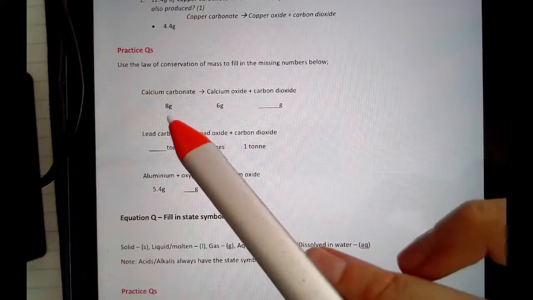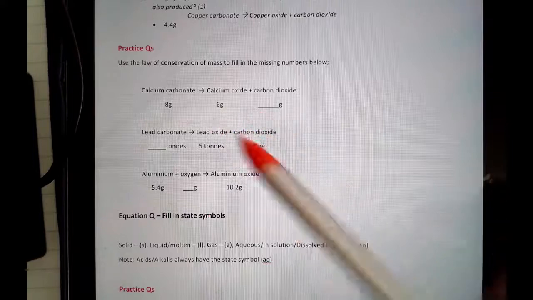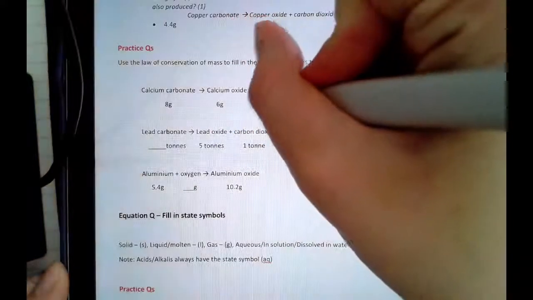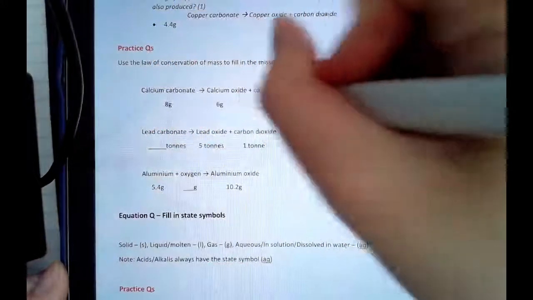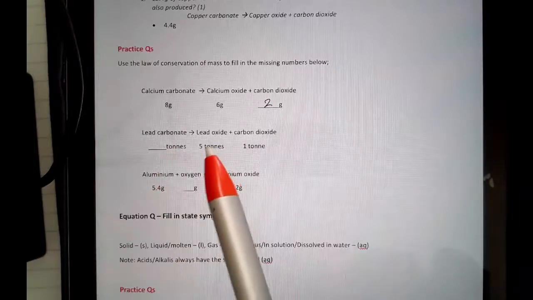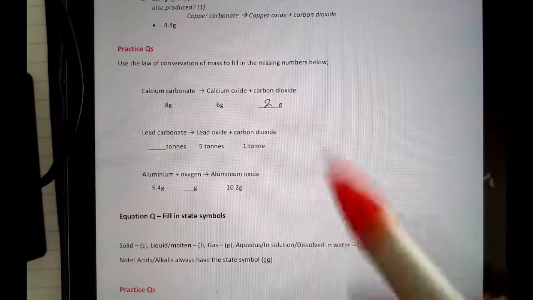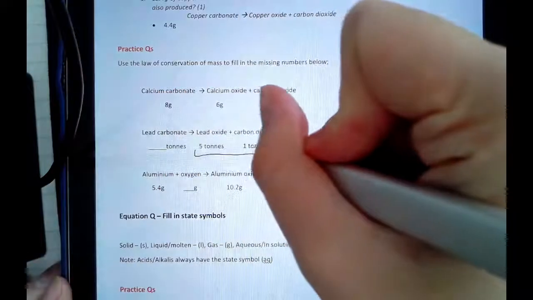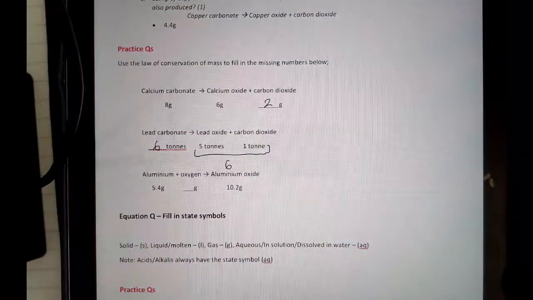So here on the left I've got 8 grams for my reactants. I must have 8 grams for my product. If 6 is calcium oxide, then 2 must be carbon dioxide. Here, I don't have the mass of my reactants, but I do of my products. If I'm producing 5 tons of lead oxide and 1 ton of carbon dioxide, I've got 6 tons of product in total. That means I must have started with 6 tons of my reactants.